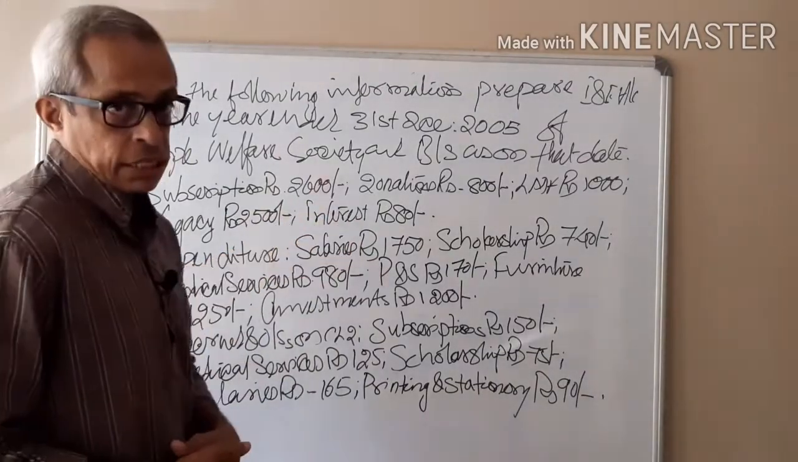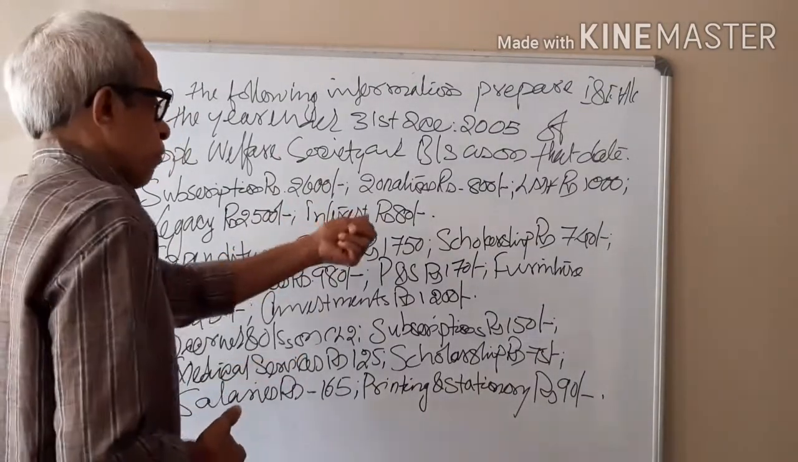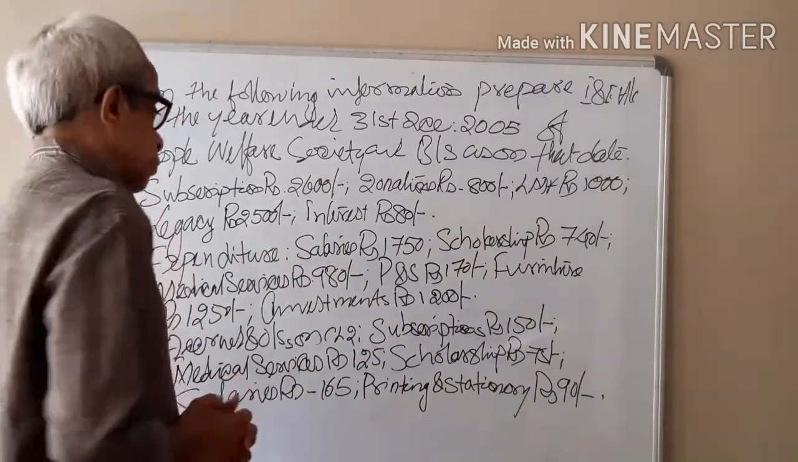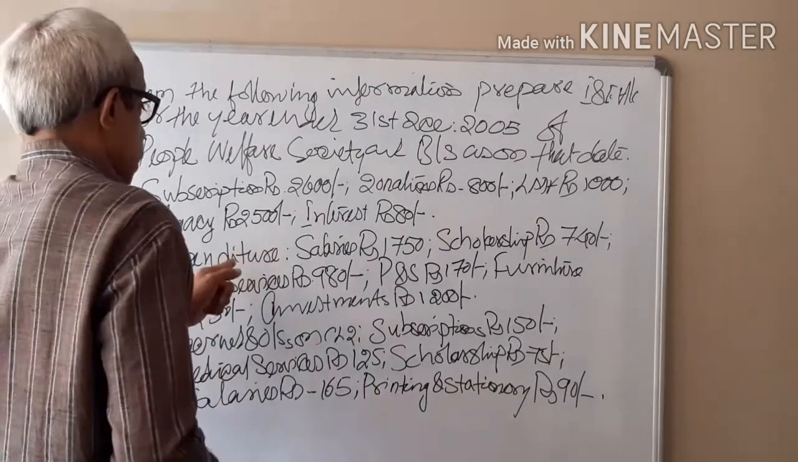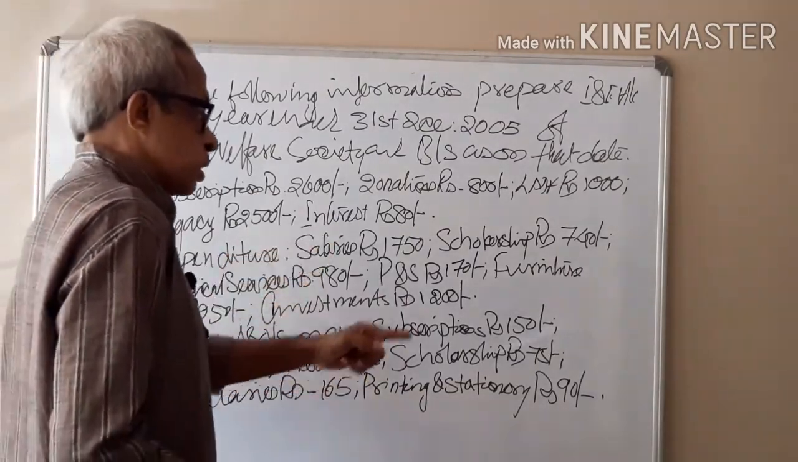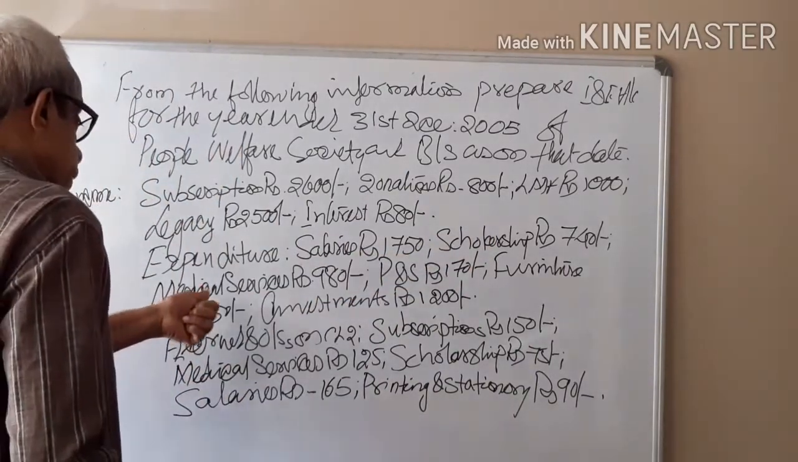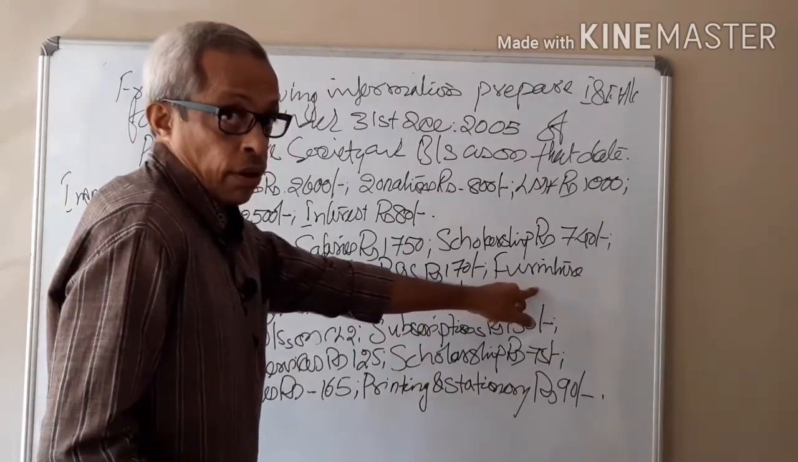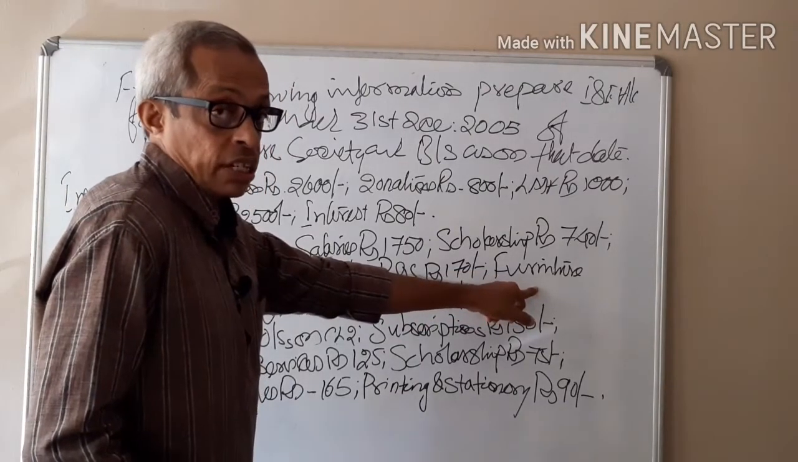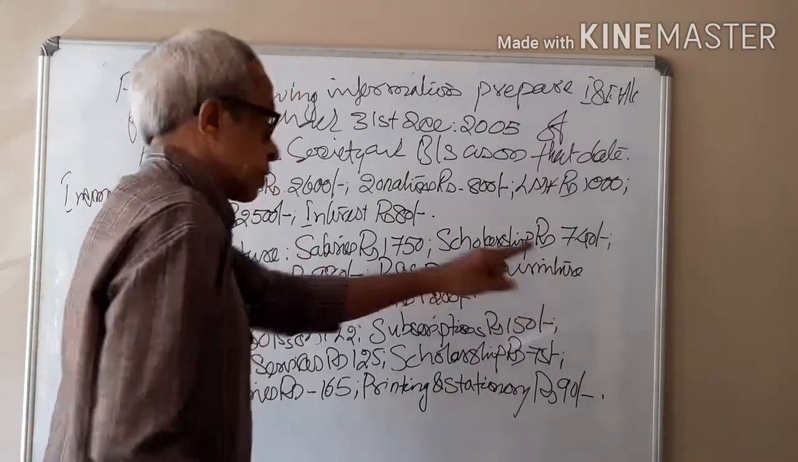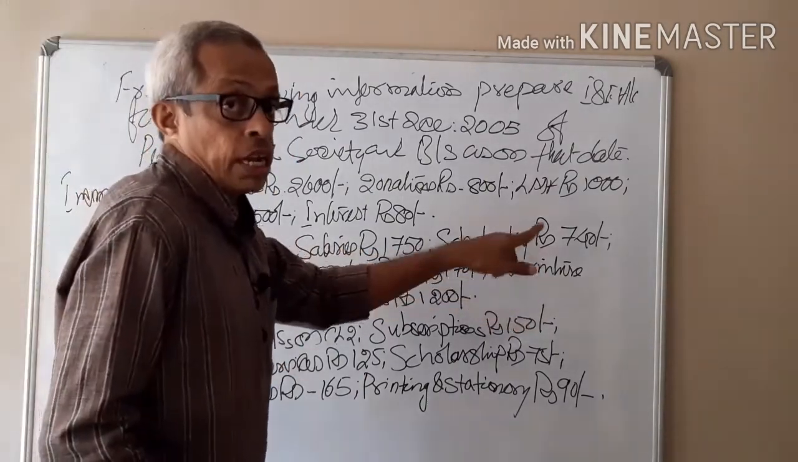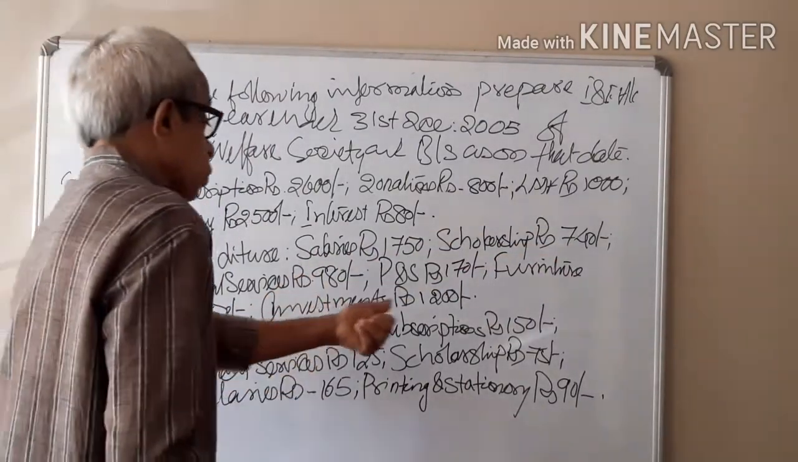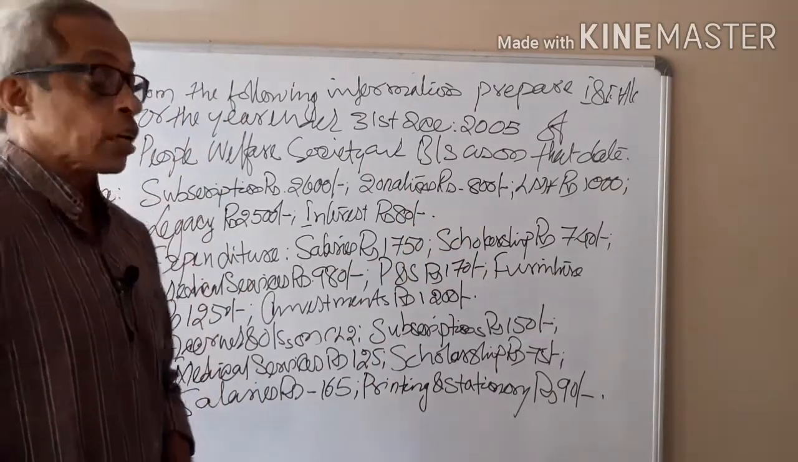Then it is the interest. Interest is an income. Therefore, that amount should be shown on the income side of income and expenditure account. Then expenditure is there: salaries, scholarship, medical services, printing and stationery, furniture. Furniture purchased may be shown on the asset side of the balance sheet. Then investments, that amount should also be shown on the asset side of the balance sheet.